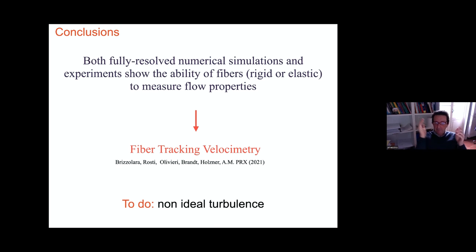Of course, there are many things to do, and in particular, what we want to do is to analyze these techniques for non-ideal turbulence, because in that case, of course, the fiber can prefer to remain in some region and to avoid others. But this problem is the same you have also when you are dealing with particles. So it probably can be solved in the same way it is solved when you use particles for the classical PTV.